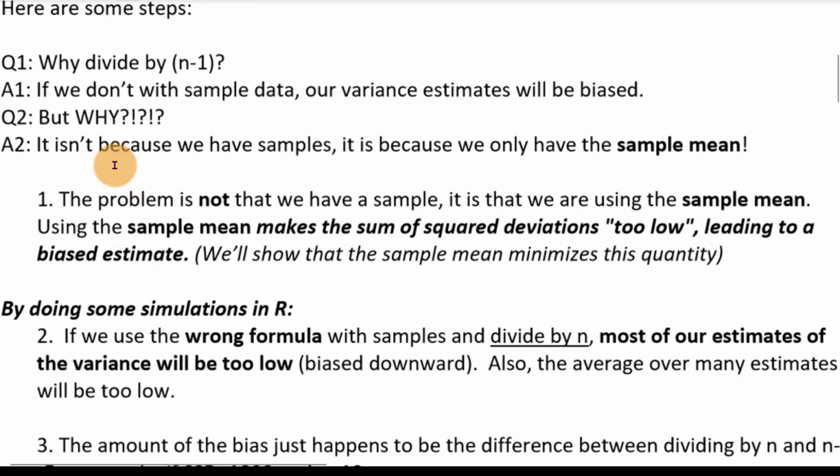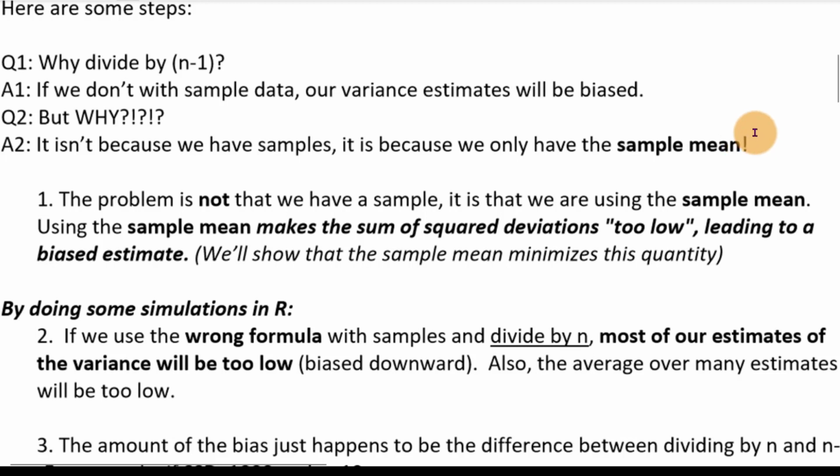I also want to make sure you understand at the beginning here, and we'll come up with some evidence for this, that it isn't really because we have a sample of data. The fact that it's a sample of data isn't why we need to divide by n-1 instead of n. It's really because we have a sample mean. So if somehow we wanted to estimate the population variance, we didn't know the population variance, but we did know the population mean, then we would not have this problem. It all comes from the fact that we only have the sample mean. It's not really just because we have a sample of data.